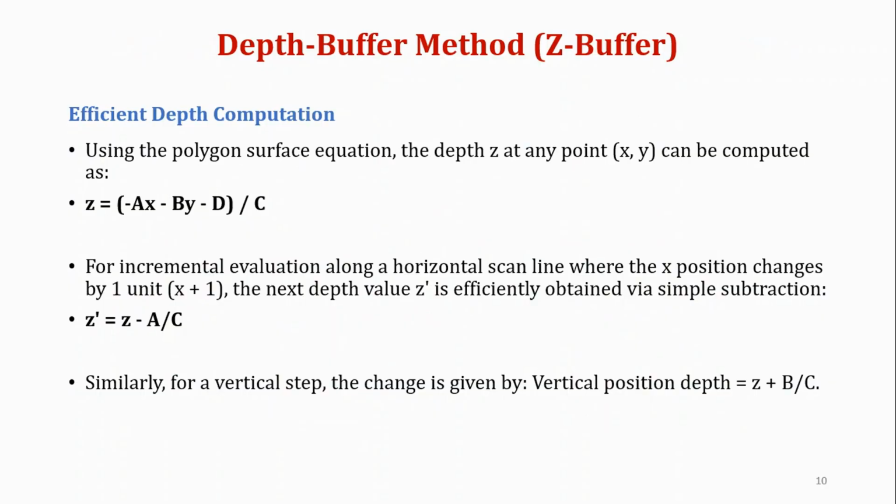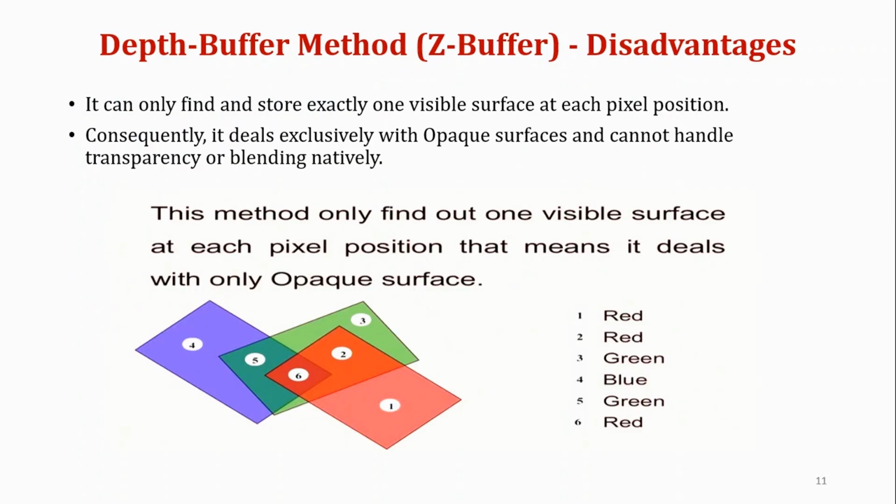Even though the Z buffer is popular and efficient, we have some drawbacks here. The Z buffer method stores only one depth value per pixel, so it can display only the nearest surface. This works perfectly for opaque objects. However, transparent surfaces are a challenge in the Z buffer method, for example glass windows, water surfaces, and transparent plastic objects.